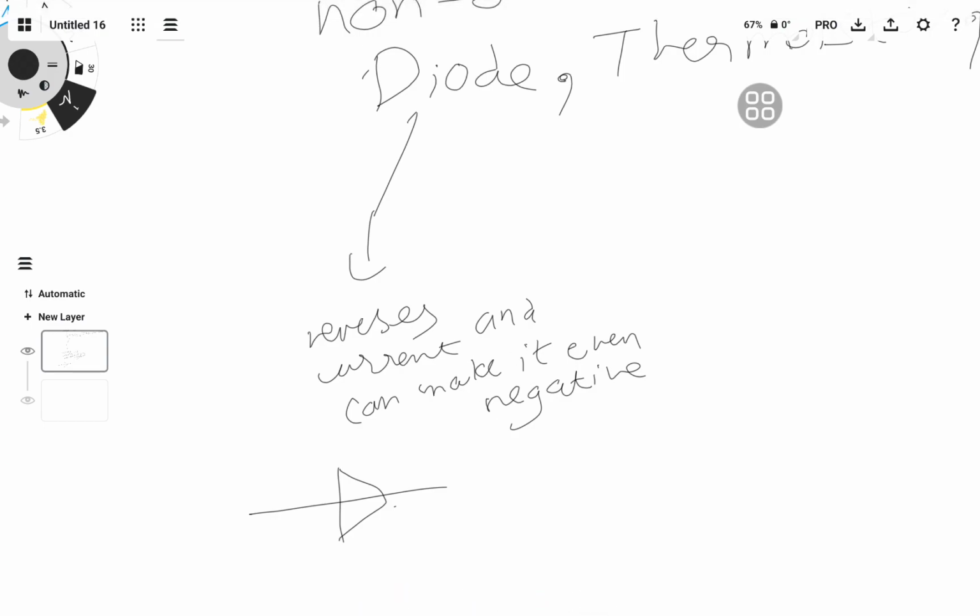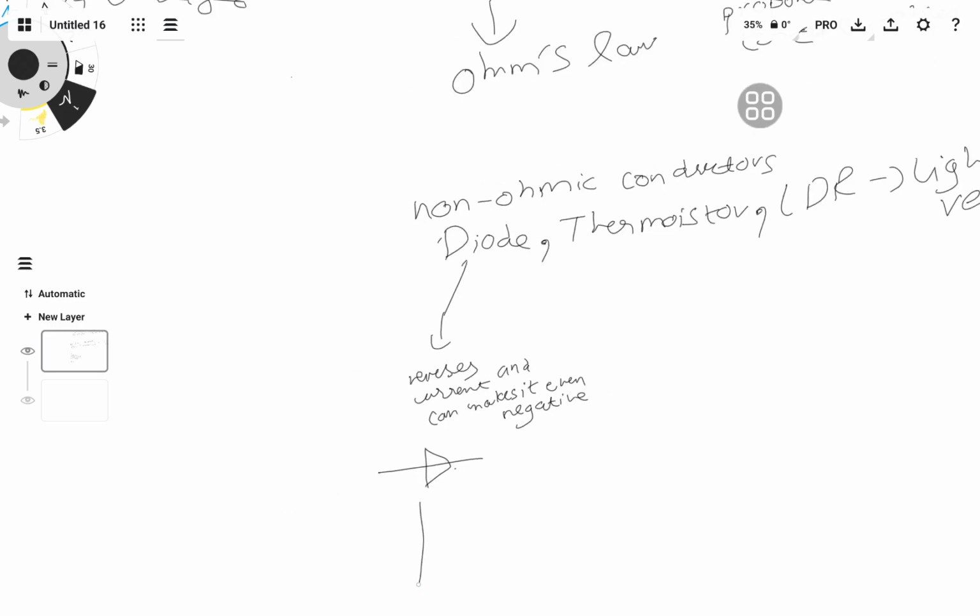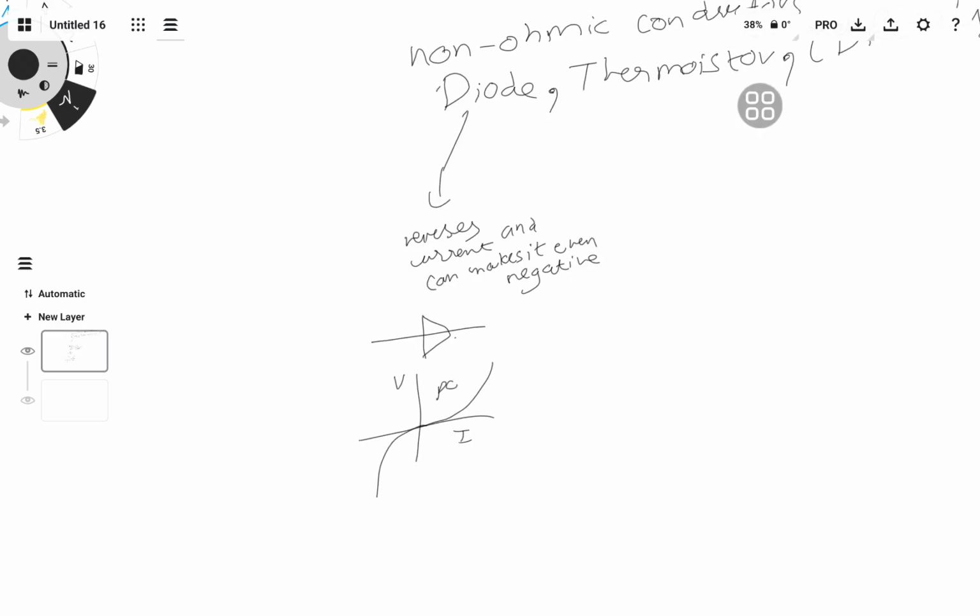Reverses current and makes it negative. Graphs are like this, like V-I, so it will be like this and like this. This is positive, this is negative.